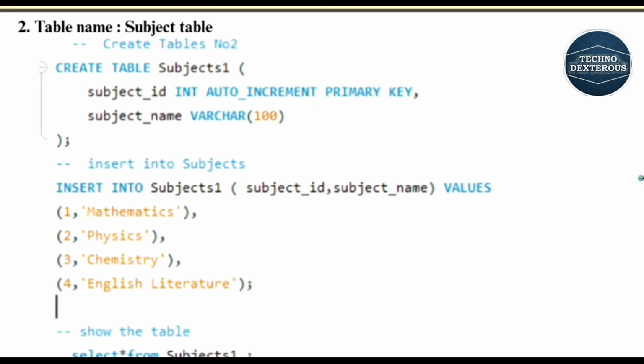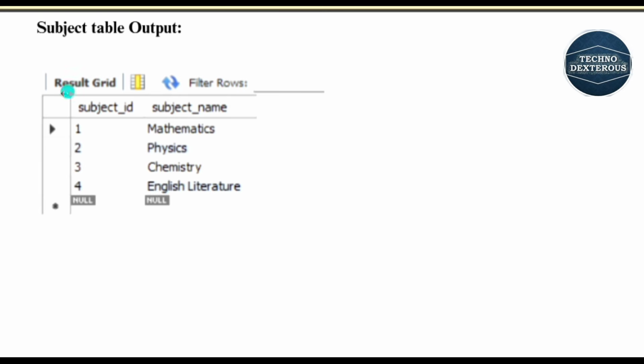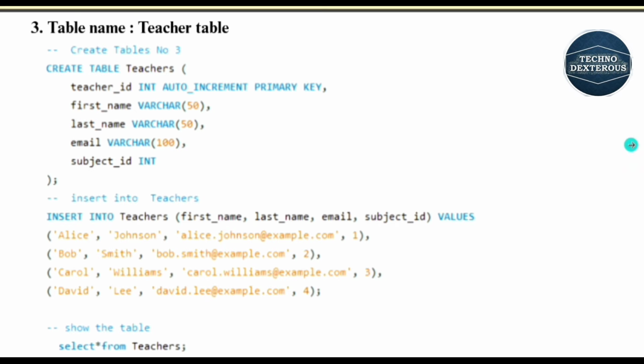Here is the output of our subject table. Then the next table is the teacher table. Here we are creating the table for the teachers. Firstly, teacher ID, which is an integer and auto increment, first name, last name, email and subject ID.